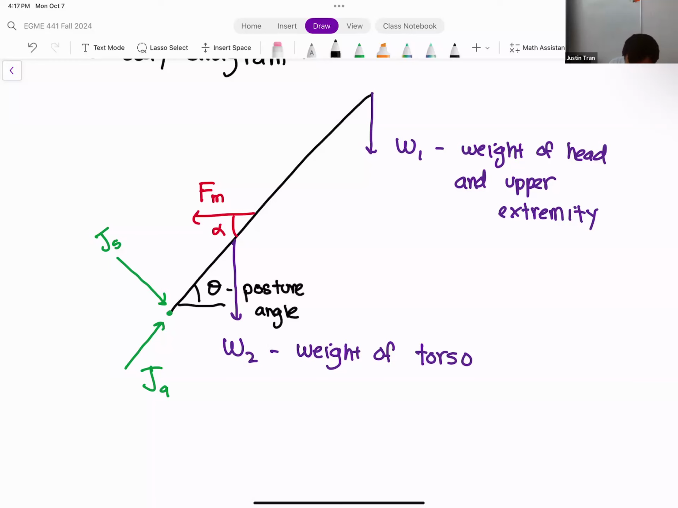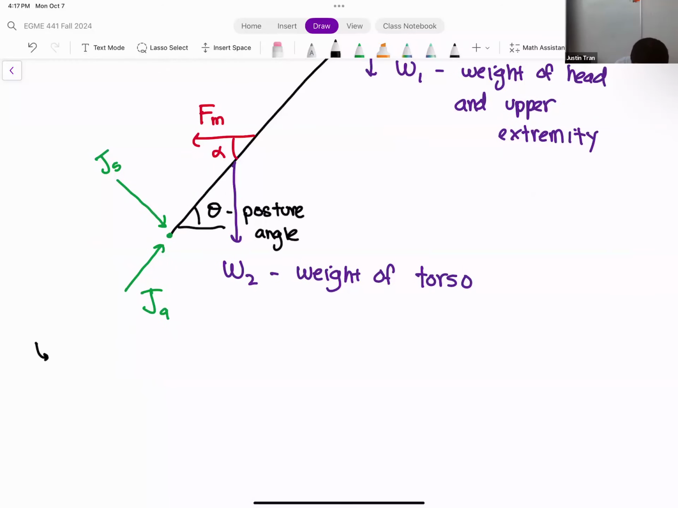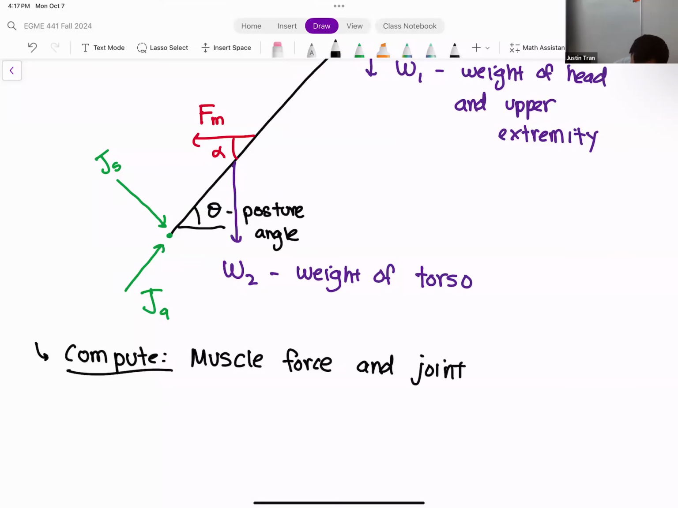And so just like we normally do, let's compute the muscle force and joint reaction forces. But we're going to leave theta as an unknown here, right? And so we're going to plug in different values of theta. And what you're going to see is that even with the same forces, just changing that posture angle is going to make a big difference in the amount of muscle force that you have to exert and the amount of reaction forces at the joint.